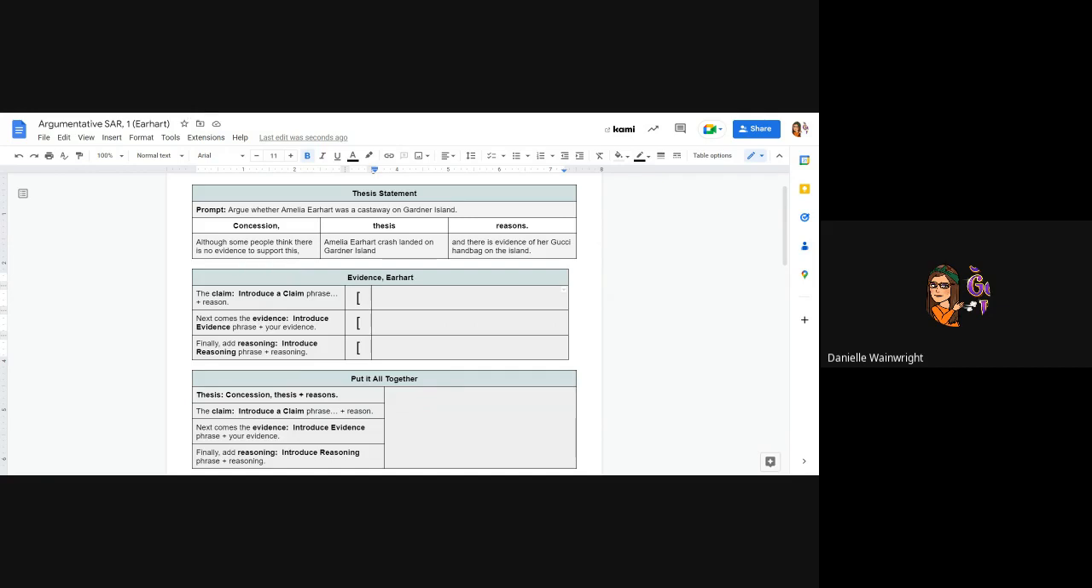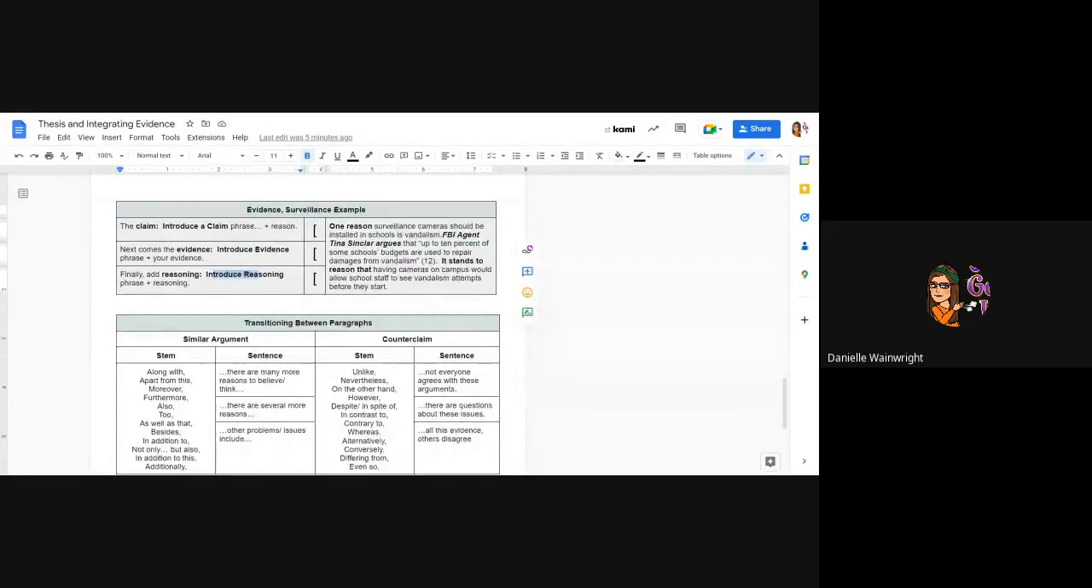Let me show you how you do that. The way it works with evidence, these would basically be your body paragraphs when you're writing your essay, and for your short answer response, they're the second part of your SAR. So here you have the claim. You start like this. Claim, which is what you're saying, and you introduce that with a claim phrase, which I'll tell you about, and you give your reason. Next comes your evidence, and you introduce that with an evidence phrase, and you give your evidence, and then you give your reasoning, and you use an introducing reasoning phrase.